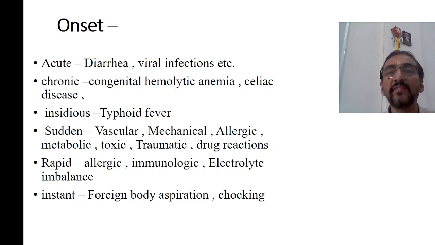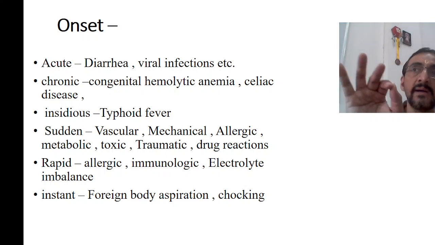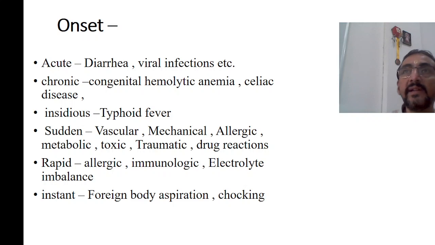So this is how onset works. For each complaint, first you have to decide the onset. Ask the patient how it started: acutely, chronically, rapidly, suddenly, or insidiously. That's all you have to take. Once you take this particular point, this point is going to guide you to the diagnosis.